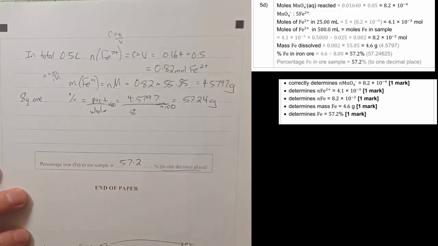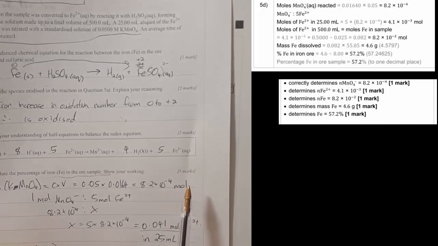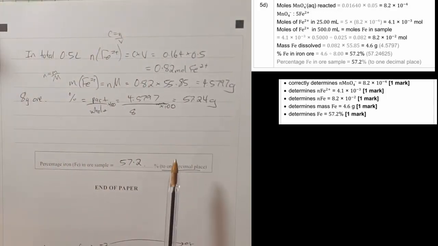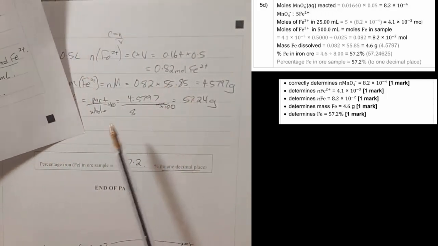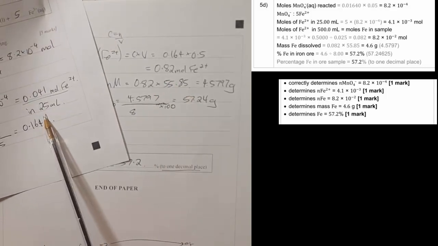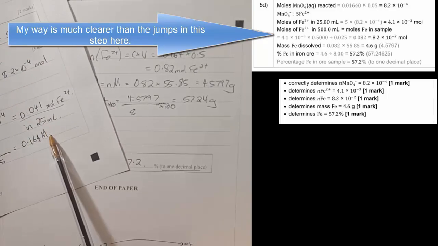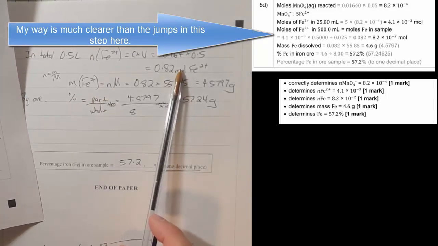Just look at the mark scheme. Correctly determines MnO4- is 8.2 × 10^-4. Did that. Determines Fe2+ is 4.1 × 10^-2. Did that. Determines number of moles Fe. Did the mass. I did it a slightly different way. They jumped there and I went from there to there. So there's no reason why you'd lose a mark for that.